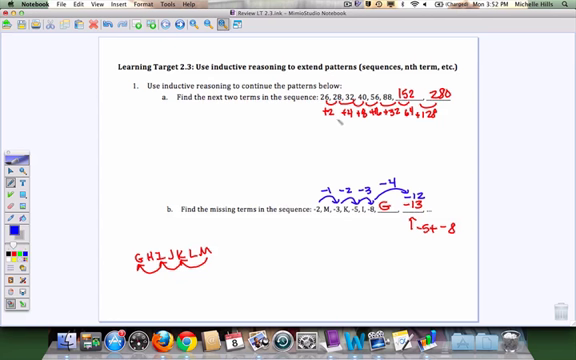So show your work. How did you get to the next thing? If you show that work, it's understandable, and it's possible that sometimes there's more than one correct answer.